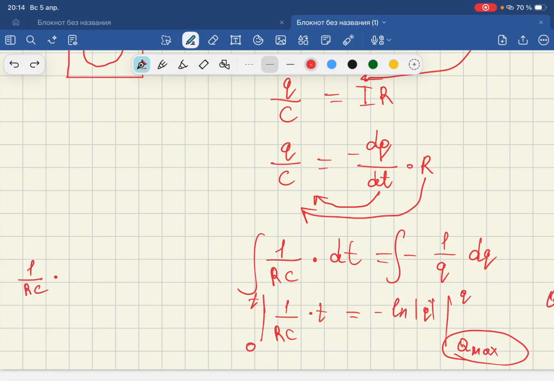In place of t, we can put just t, and on the right side we can just write minus ln. On the beginning, we can put just q, and on the second part we put the q max minus, and also in the equation we have minus ln. Yeah, actually we just put the q max.